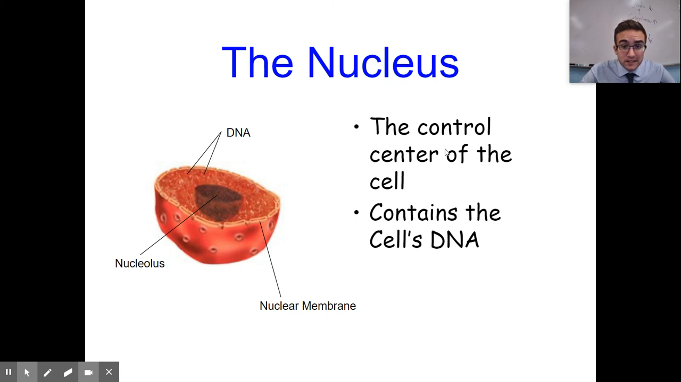So let's start with the nucleus. The nucleus is the control center of the cell, and it contains the cell's DNA. The nucleus has a membrane around it. Inside the middle, there's the nucleolus, which is the very center of the nucleus. DNA is all around it, and encompassing the nucleus is the nuclear membrane.